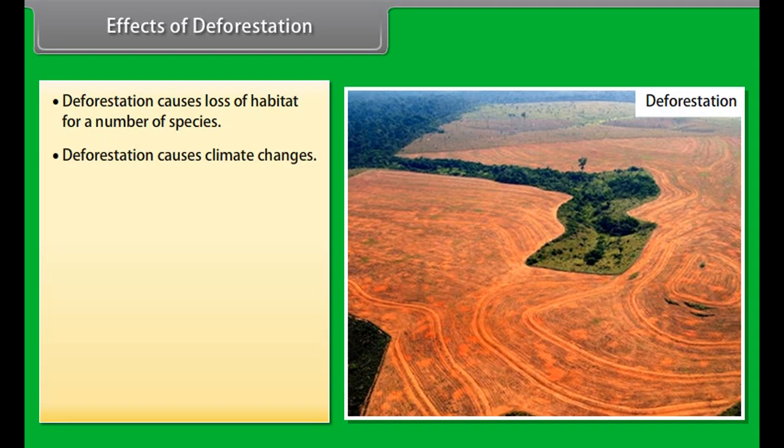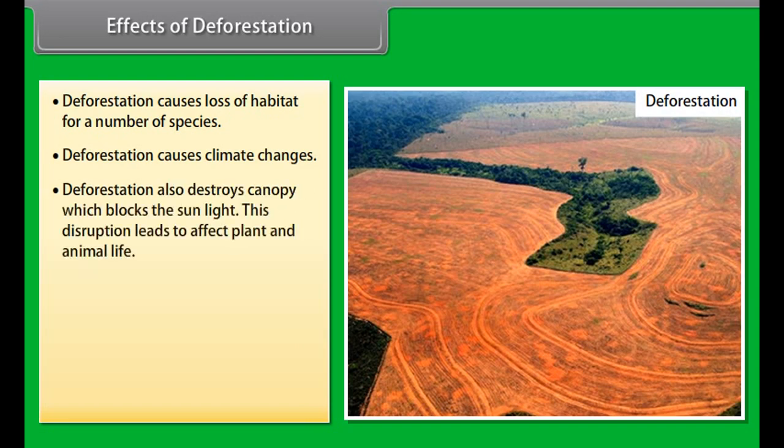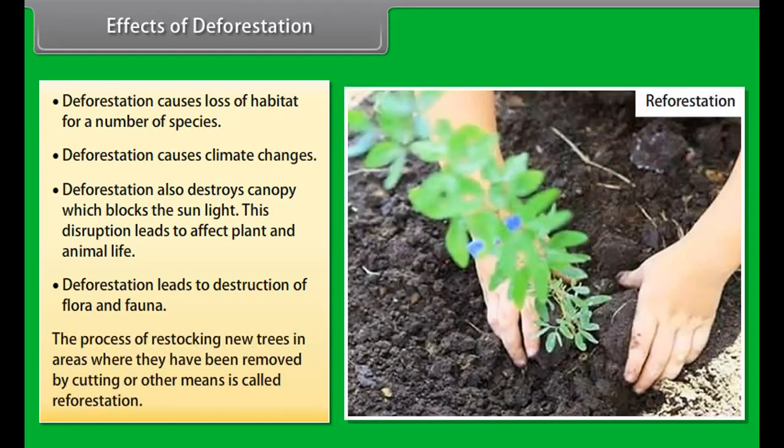Deforestation causes climate changes. Deforestation also destroys canopy, which blocks the sunlight. This disruption leads to affect plant and animal life. Deforestation leads to destruction of flora and fauna. The process of restocking new trees in areas where they have been removed by cutting or other means is called reforestation. Case study of people's participation in conservation of forests.